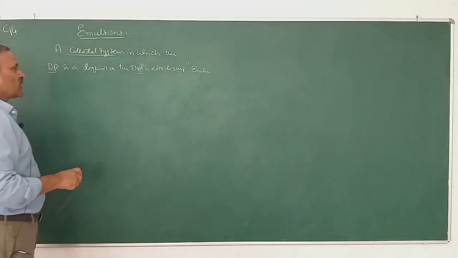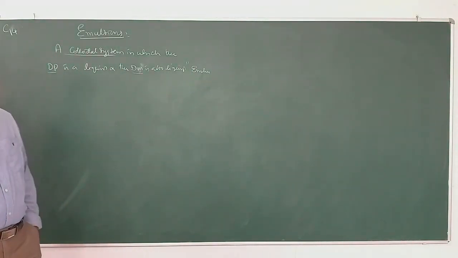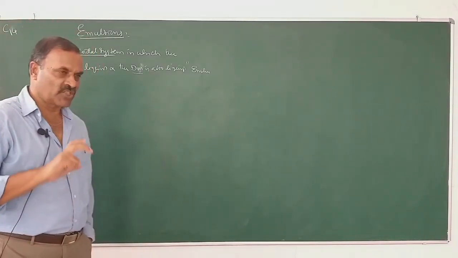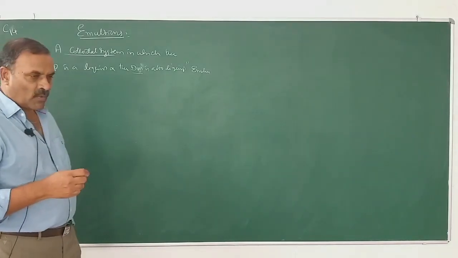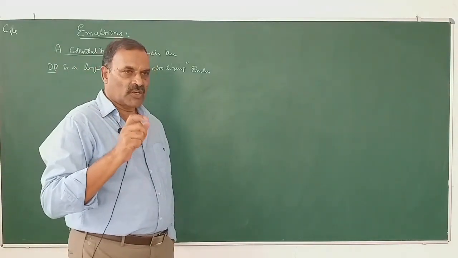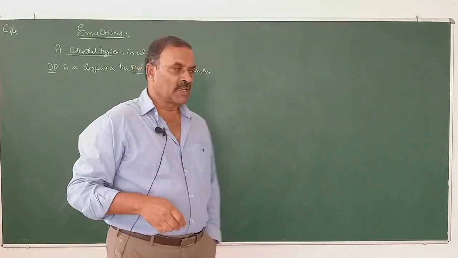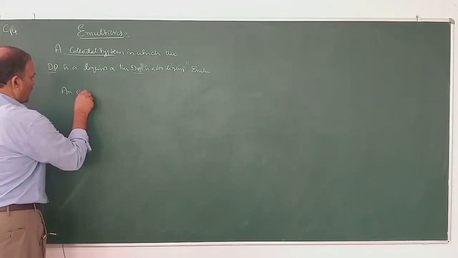How are emulsions formed? When two immiscible liquids are shaken, or two partially miscible liquids are shaken well, we will get an emulsion. For example, when castor oil is shaken with water or kerosene oil is shaken with water, we will get an emulsion.